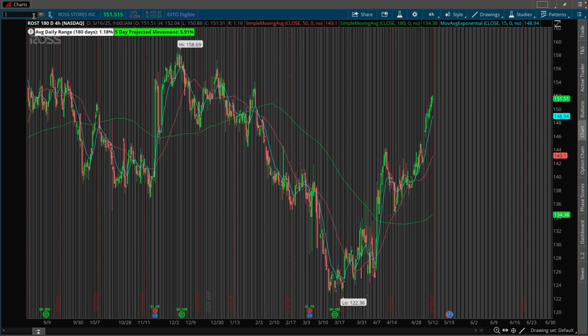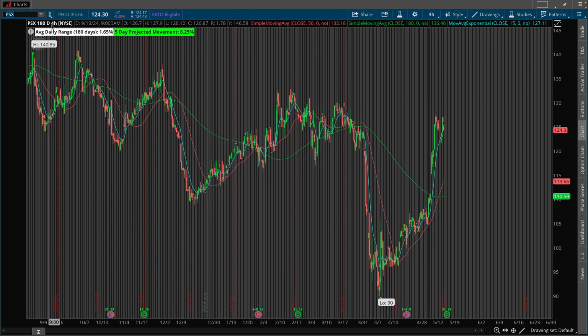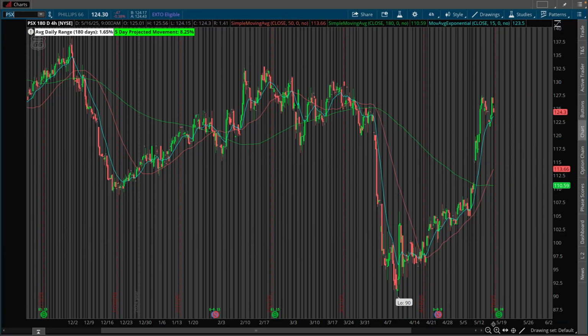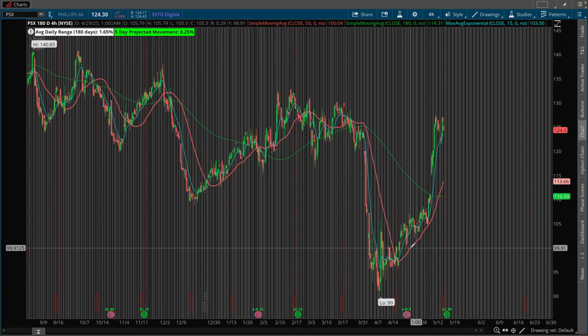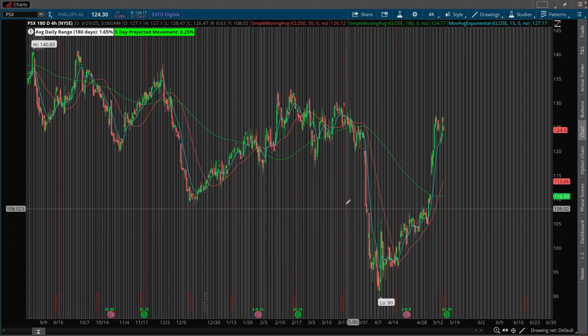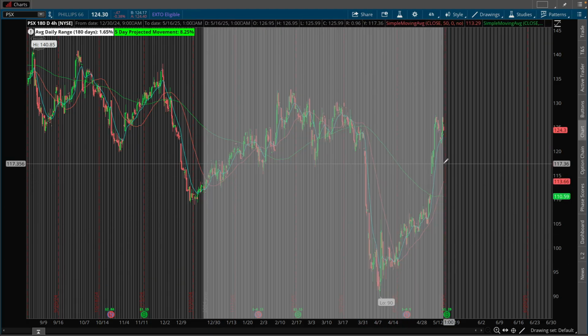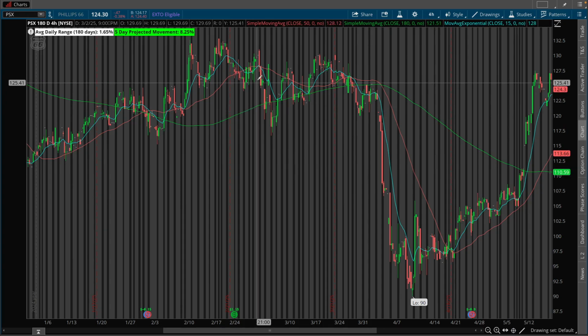PSX, if we go to PSX, kind of same thing here, a lot of chop. I mean, just generally this year, the market's been pretty choppy, so it's hard to find charts that are going to look really clean and really clear.